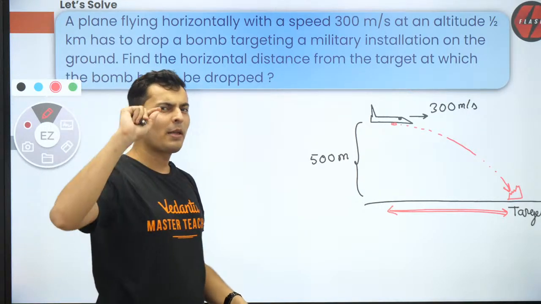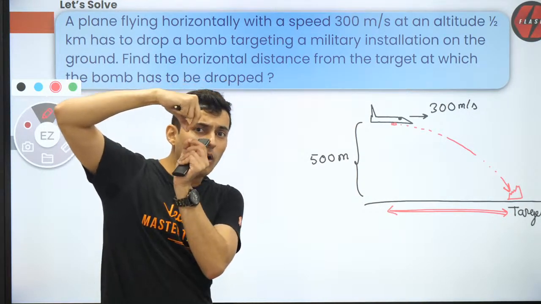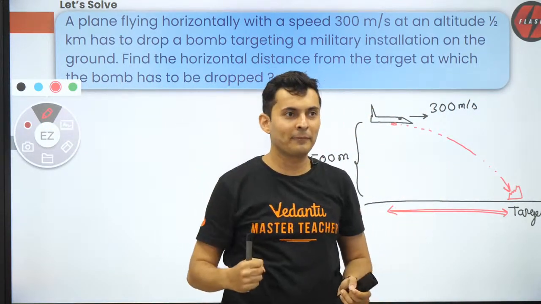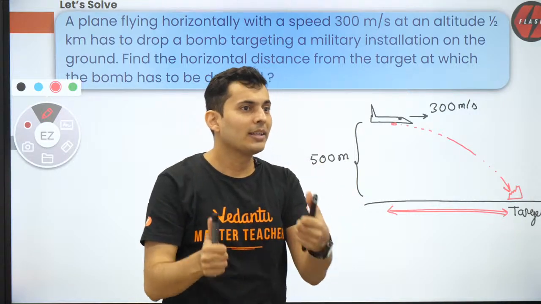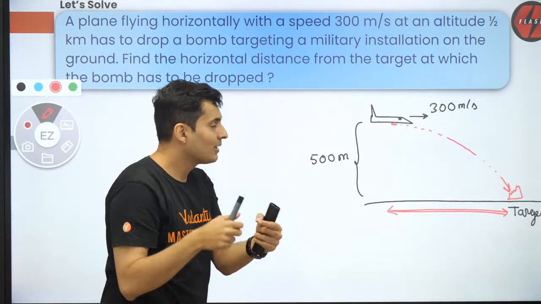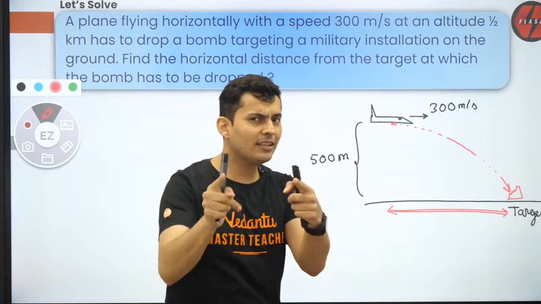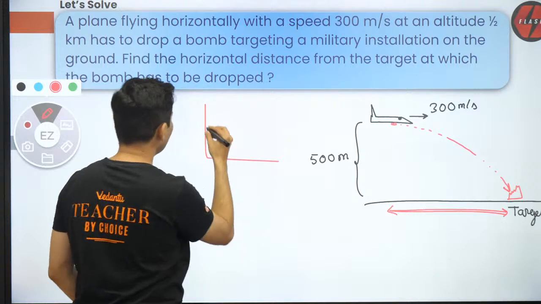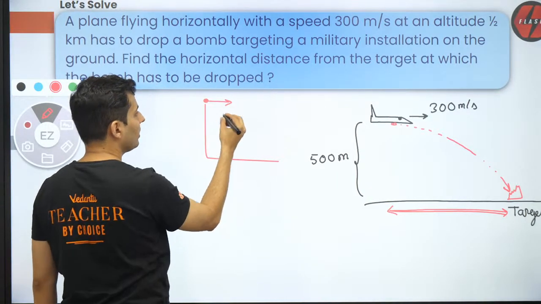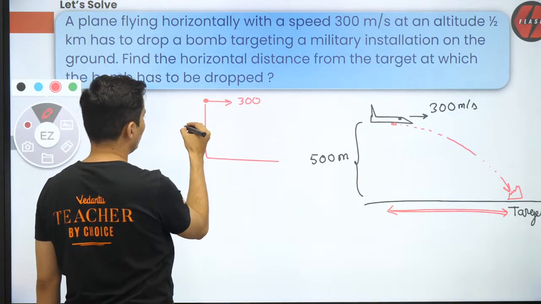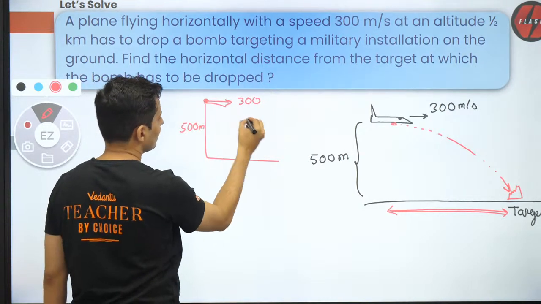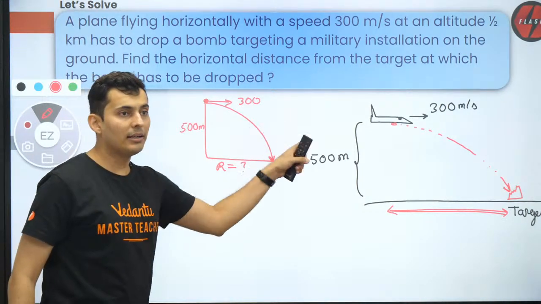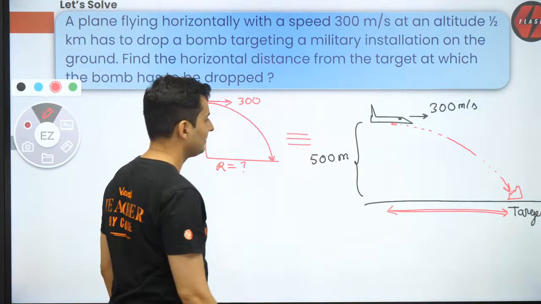Think about it. When you drop the bomb, won't the bomb also get the velocity of the plane? Yes. Think about it, guys, because the plane is already carrying that bomb. Isn't this problem similar to standing on a hill and throwing a bomb with a speed of 300 at a height of 500 meters such that the range is to be found? Aren't these two problems exactly identical?